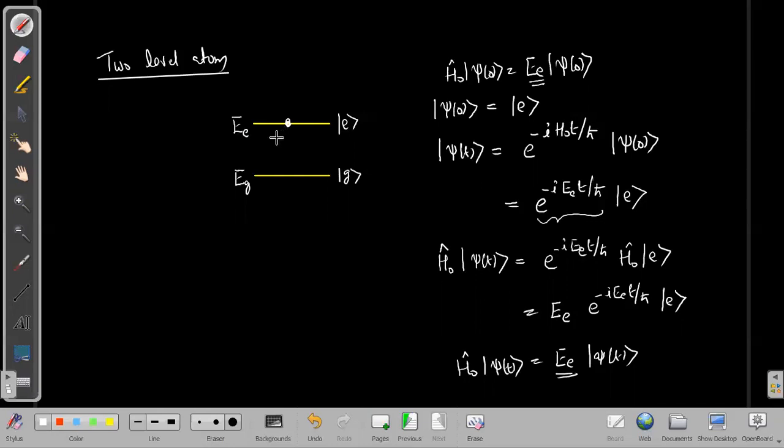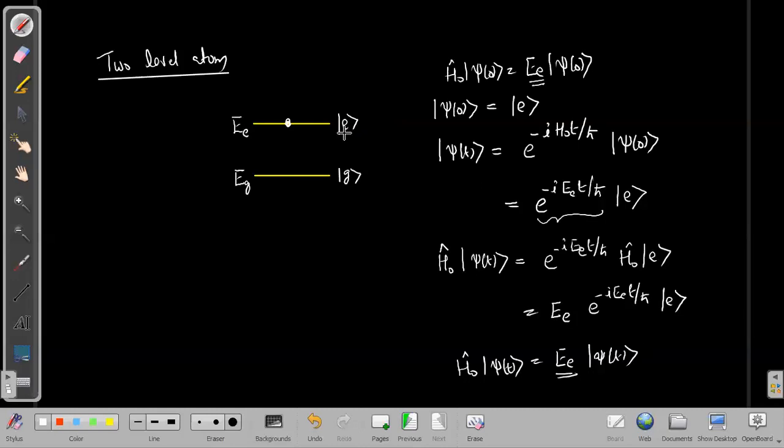Okay, but we know that there is spontaneous emission for the atom. Because if the atom is in the excited state, it cannot stay there forever. It may de-excite, and we may get radiation. So that we know, and that would happen only if a perturbation is present.